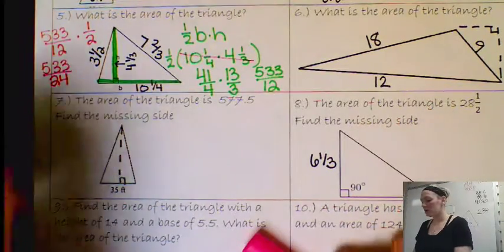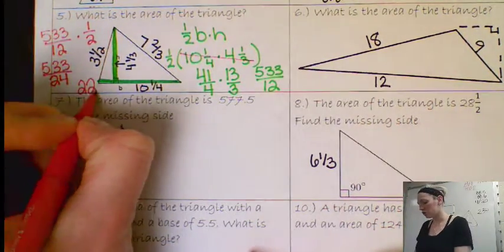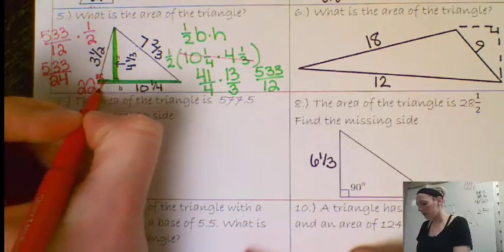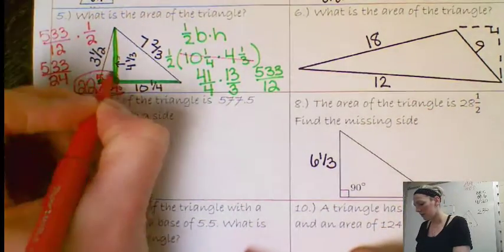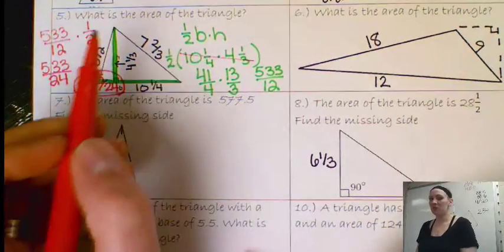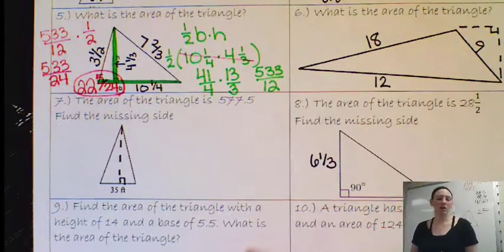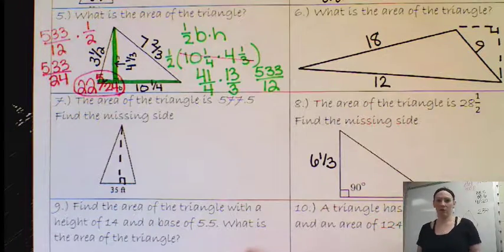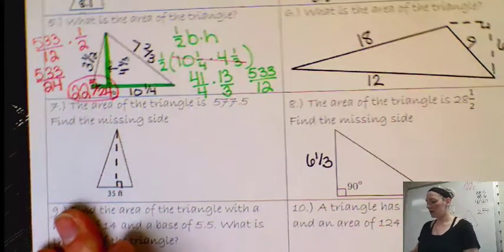Change that to a mixed number. So I'm going to have 22 and 5/24. That would be my area. Now, I don't have any units on there, so you just would make that units squared. All right, next one.